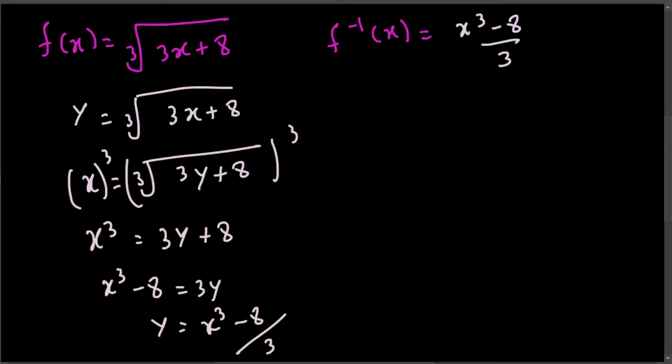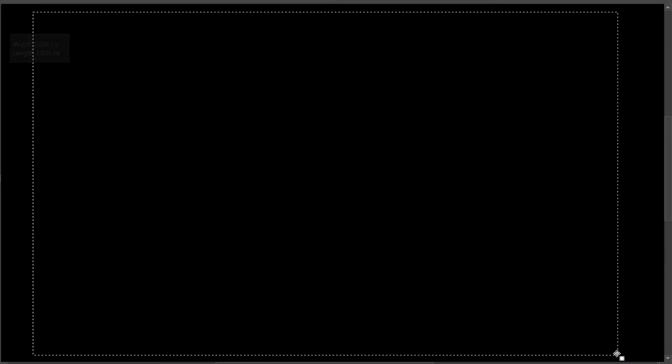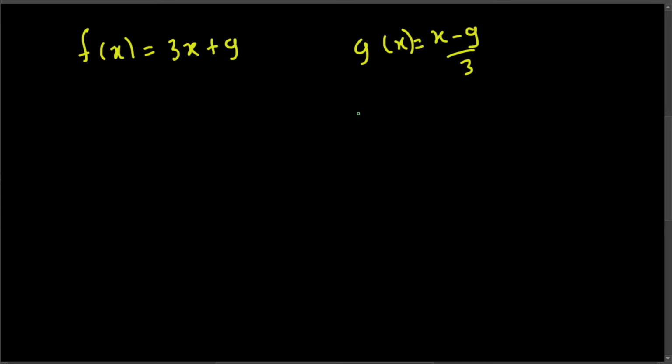Let me remove this one so we can deal with a new page. Let's say we have a question like this. There are two functions provided. f of x is equal to 3x plus 9, and also there's another function provided, g of x is equal to x minus 9 over 3, and the question is asking us to prove these two functions are inverses of each other.